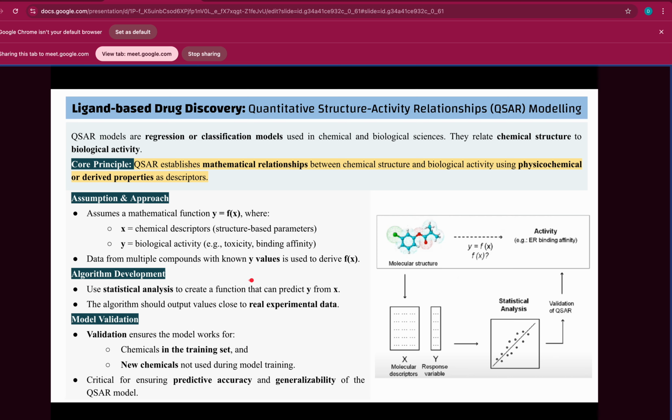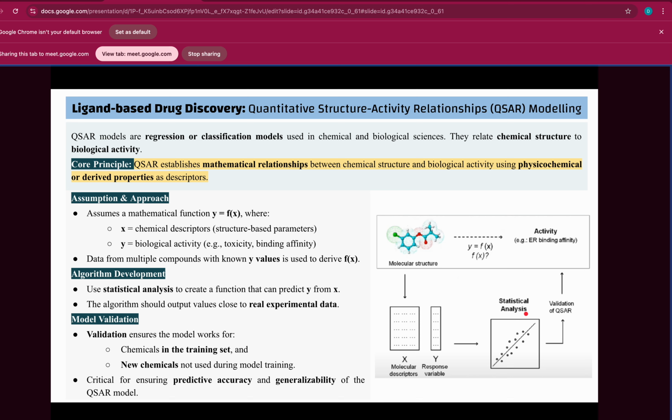So after that particular function is known, which comes under the algorithm development, we use different statistical analysis approaches to create a function that can predict y, that is activity, from x, that is structural descriptors or structural features of the compound. So the algorithm should output values which are close to real experimental data. So in this case we have two matrices, one is the molecular descriptor and another one is the response variable, which is the activity. So we find out how they are linked. We perform statistical analysis.